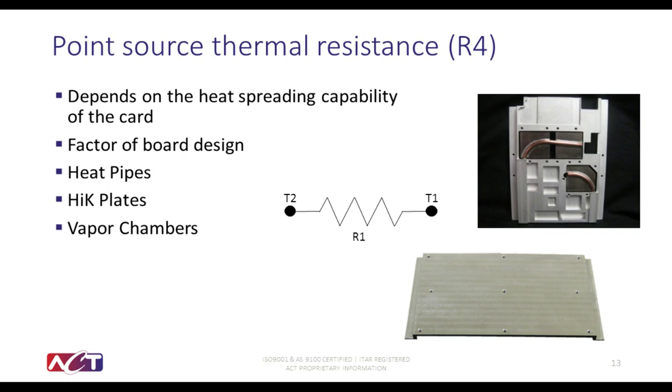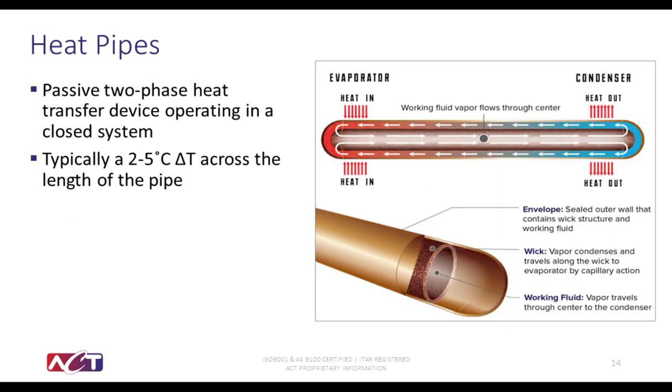Thank you, Lisa. Now we'll explore the technical side of advanced thermal management methods. Starting with a heat pipe. A heat pipe is a closed, passive, two-phase heat transfer device that utilizes the latent heat of vaporization to transport heat. It consists of an envelope material, wick structure, and working fluid.